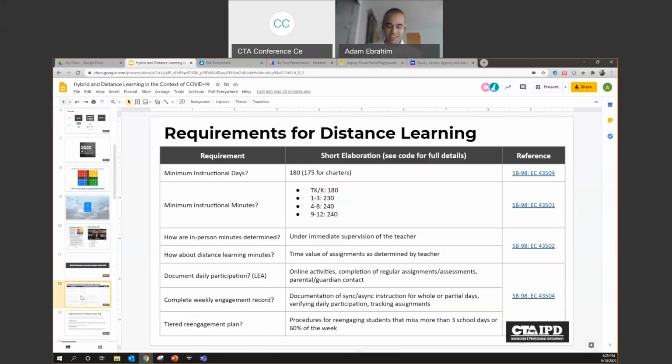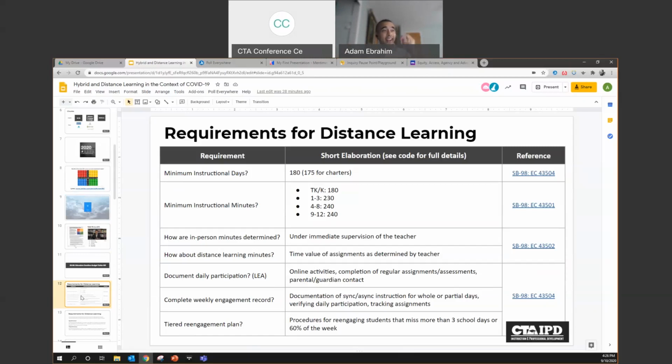But just in a nutshell, I want to point to what SB 98 does cover. And for brevity's sake, I have only included some references. There are exceptions to a lot of these and nuances, so what if a student is co-enrolled or enrolled in a CSU class, but in general, this is what some of the pieces of SB 98 cover with regard to distance learning. There are 180 instructional days, 175 for charters. There are required minutes. Those minutes can be met with synchronous and asynchronous instruction.